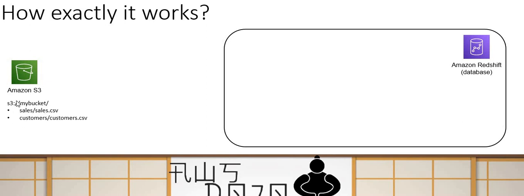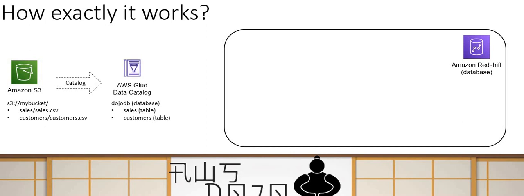So I have an S3 bucket where, suppose, there are two types of data: one is my sales data and one is my customers data. And then I have used an AWS Glue crawler to catalog this data. As I told you, cataloging is very important. So I use the AWS Glue crawler to catalog this data, and I created two catalog tables, sales and customers, in the DojoDB database. Simple. And all these things I have covered in many other videos, if you don't understand how cataloging works and those kinds of things.